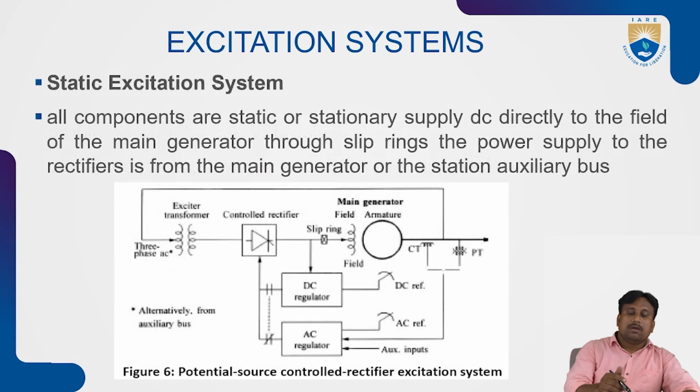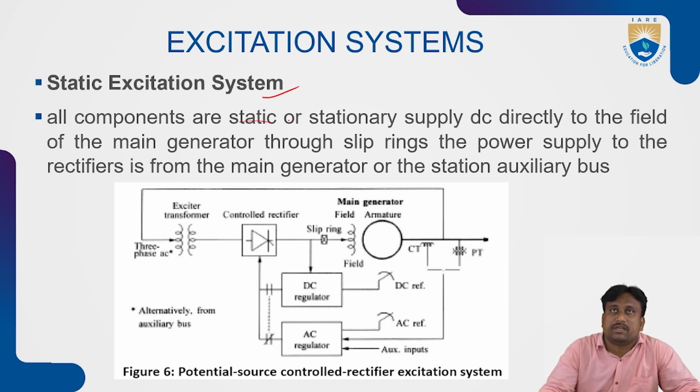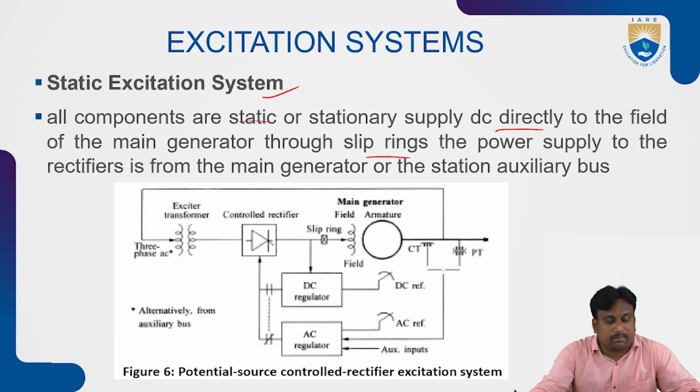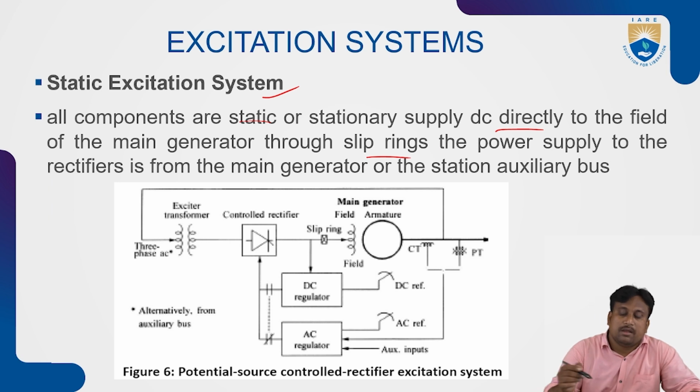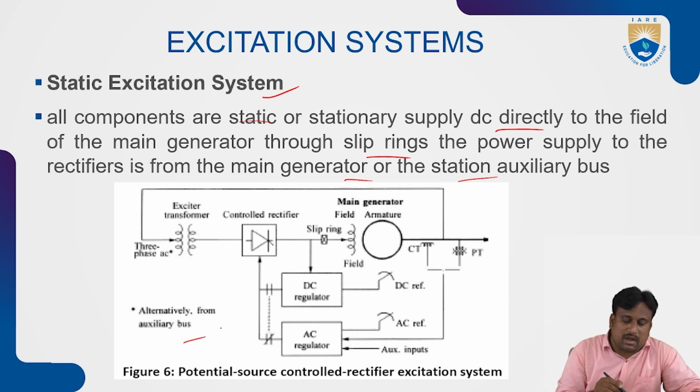What are static excitation systems? Usually all components are static or stationary, supplying DC directly to the field of the main generator through slip rings. The power supply to the rectifiers is given from the main generator or the stationary auxiliary bus, which may be with the substation, and this may alternatively come from the auxiliary bus, which is connected with the three-phase AC, and it is connected to the exciter transformer connected by a controlled rectifier.